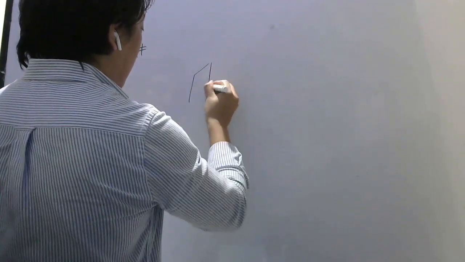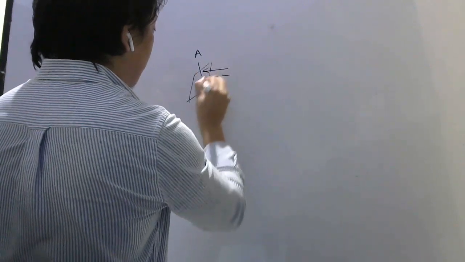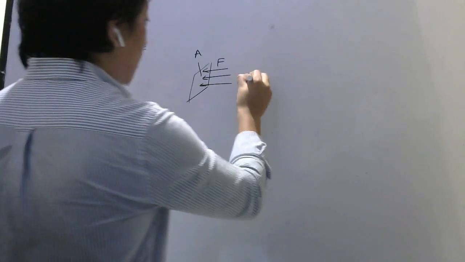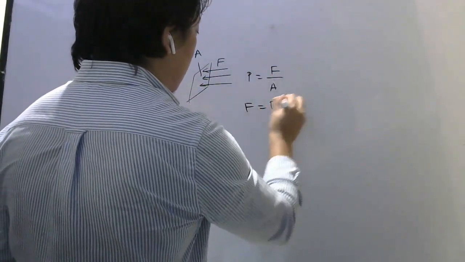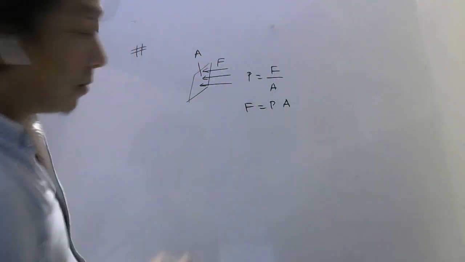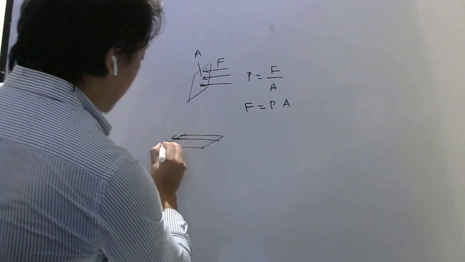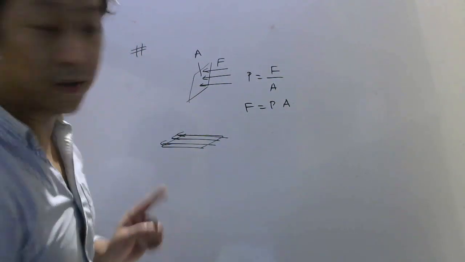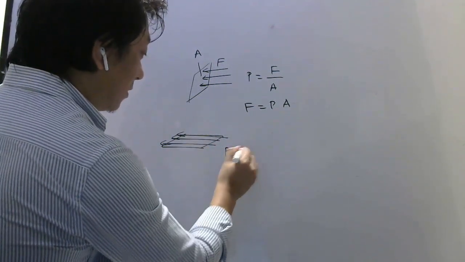Look here. Suppose I have an area like this, A, and force is acting like this. Then the pressure is force per area. So force will be pressure into area. But if the surface is like this and forces are acting like this, then we don't talk about pressure. Then the force here, the pressure is basically 0.